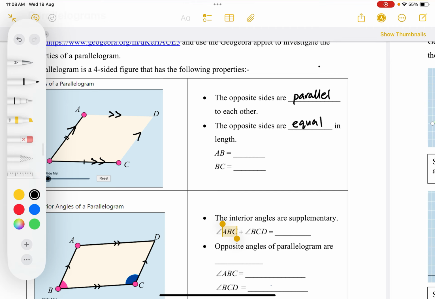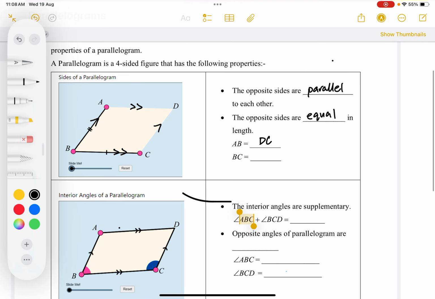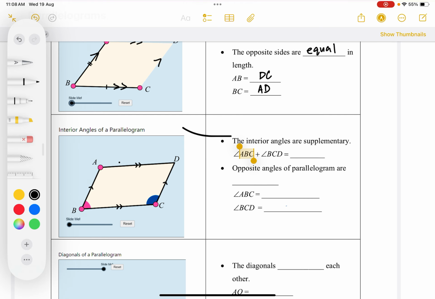So our distance AB will be the same as the distance for DC. Similarly, for BC, it is equal in length to AD. Okay, move on to the next one.